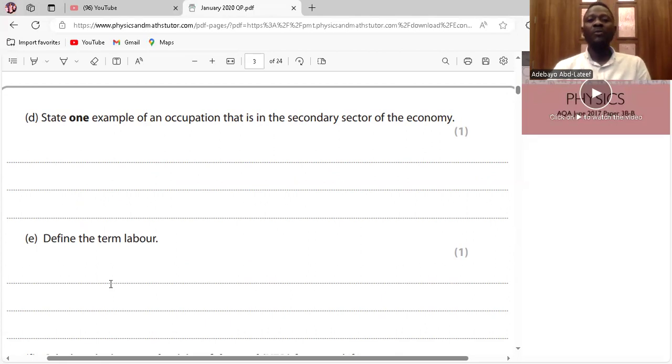State one example of an occupation that is in the secondary sector of the economy. First, before we go into that, what is occupation? Occupation is any productive activity which a person engages in permanently to spend their productive time. Now the secondary sector is involved in the conversion of raw materials into finished goods. That means manufacturing. So an example of manufacturing is car manufacturing or car production. Is it clear?